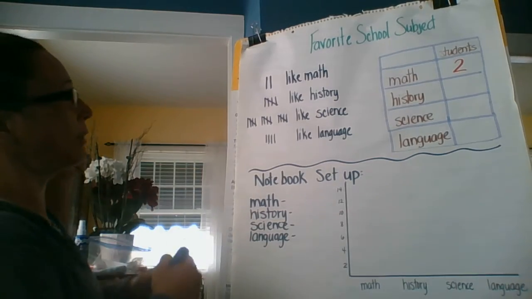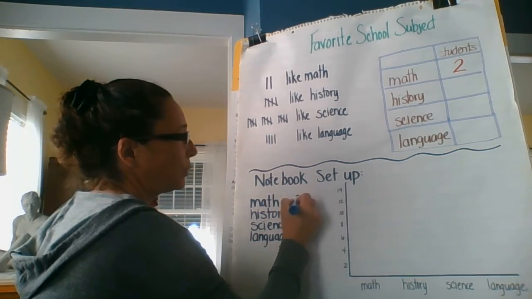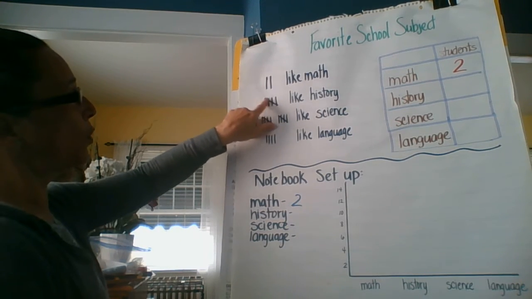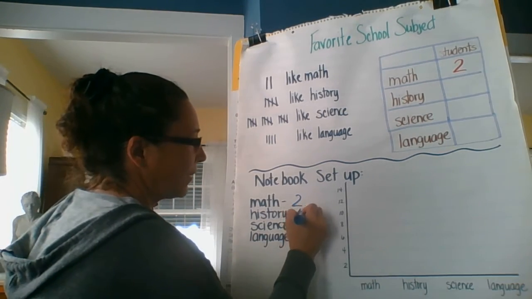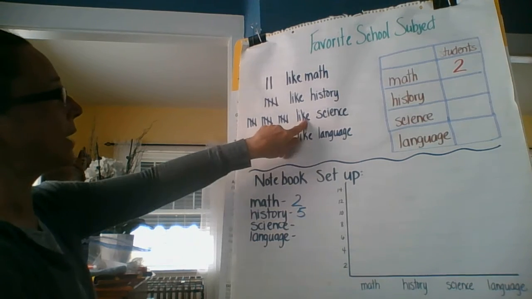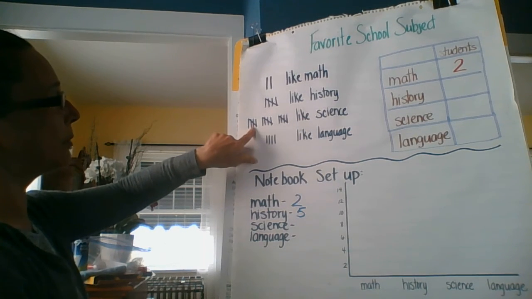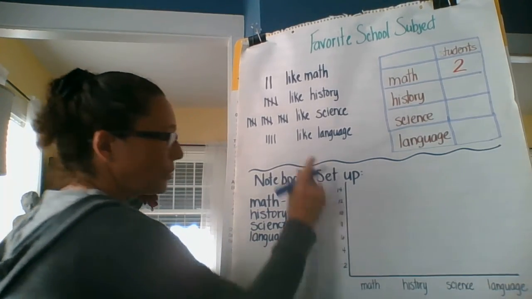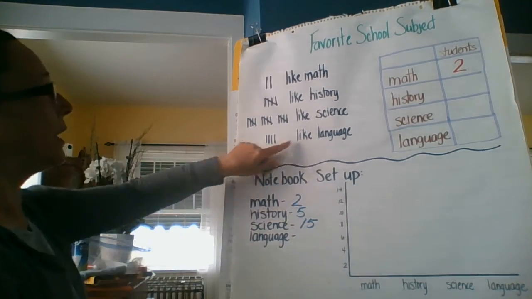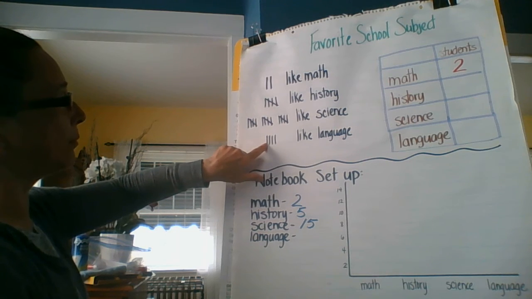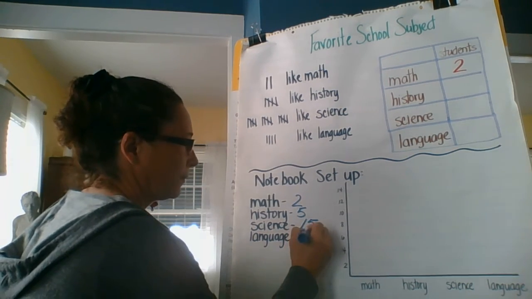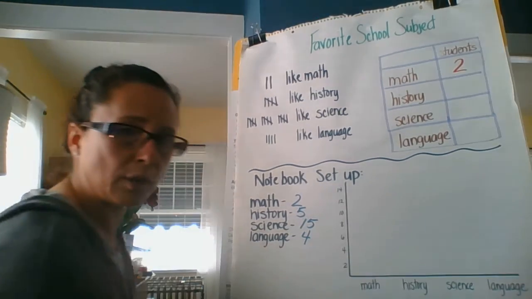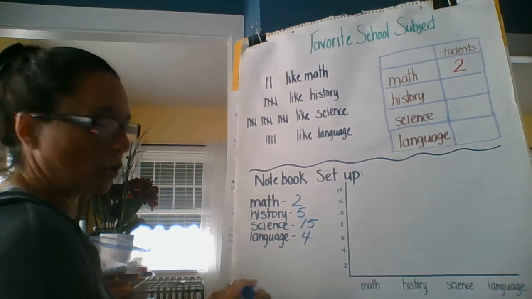So there's 2 tally marks here, so I'm going to put a 2. Okay, history, I know that 4 with a slash means 5. I don't have to count it. Okay, science, these are all 5s, so I'm going to count by 5s. 5, 10, 15. So this is what you're writing in your notebook. And then, like language, I'm going to count them. 1, 2, 3, 4. Okay, I'm going to take this information and add it to my graph. This is what you're doing in your notebook.